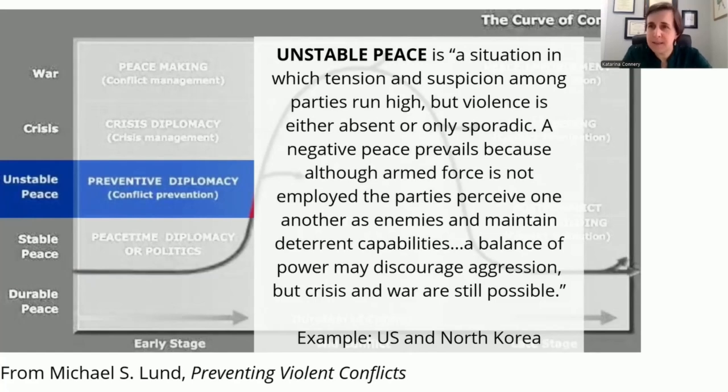Next is unstable peace. This is a situation in which tension and suspicion among parties runs high, but violence is either absent or only sporadic. A negative peace prevails because although armed force is not employed, the parties perceive one another as enemies and maintain deterrent capabilities. A balance of power may discourage aggression, but crisis and war are still possible.